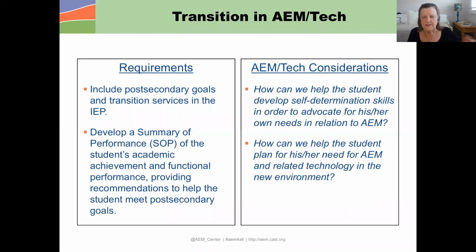And this is something that we should have been thinking about since Sean was in the first grade or before. How can we help the student develop those self-determination skills that they need in order to advocate for themselves and their own need in relation to accessible educational materials? This is what I need. This is why I need it. And this is how I know how to get it, or how do I get help when I need it?